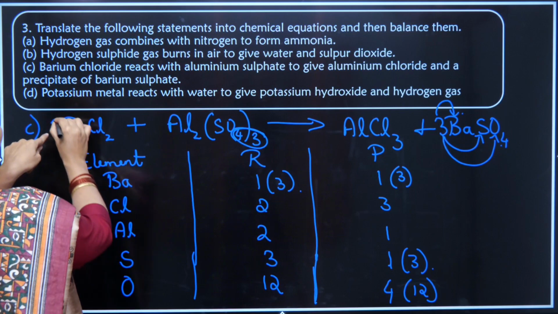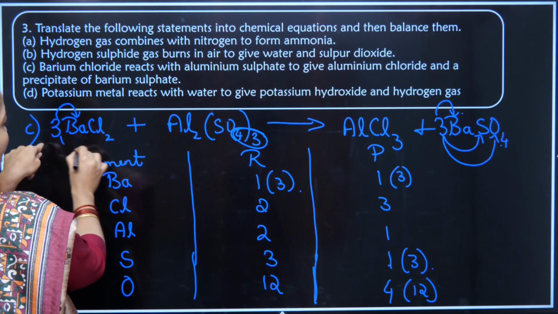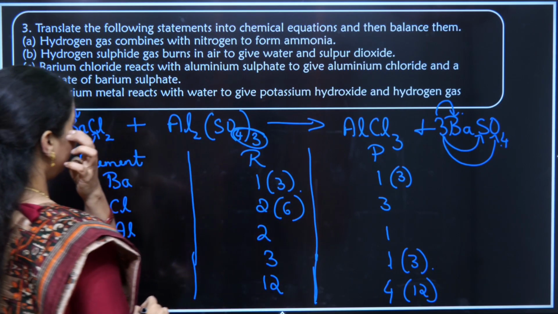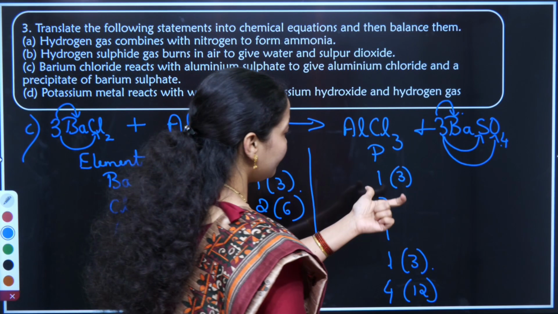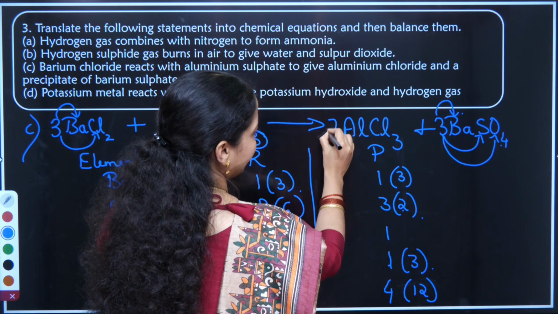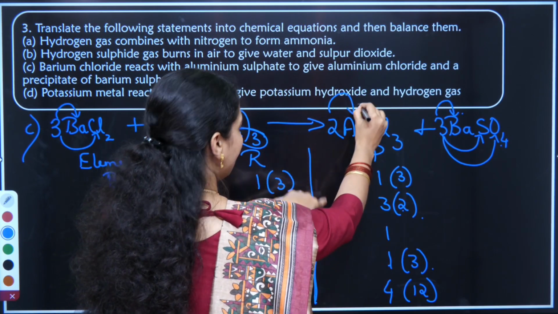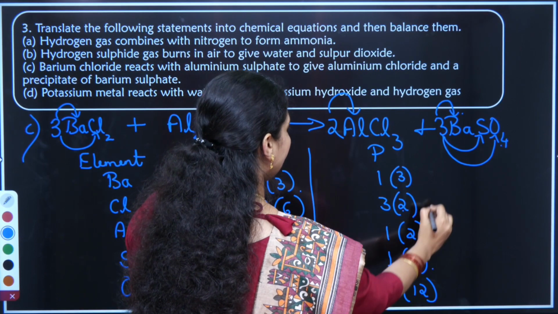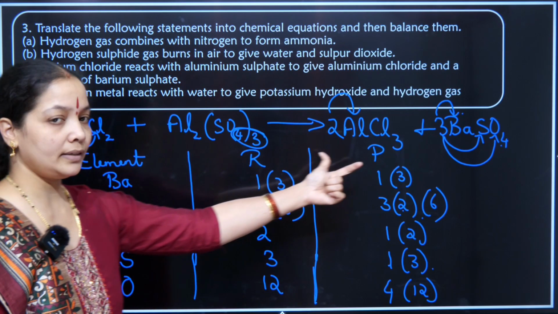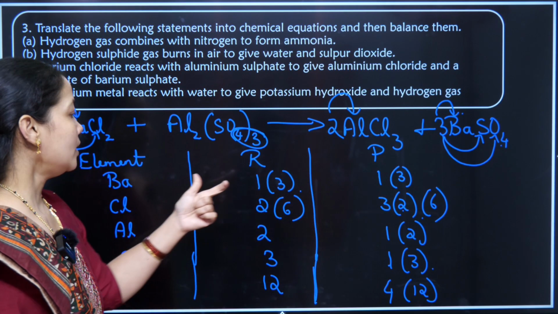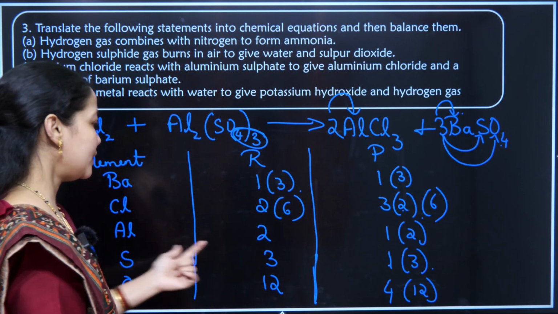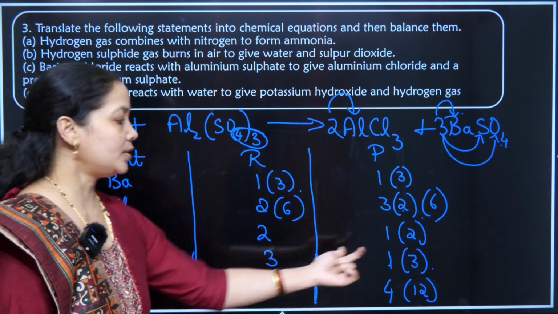Therefore, this barium is turning 3 and chlorine is 3 2s are 6. Chlorine is turning 6. Now I have to balance the chlorine on the product side as well. So 3 2s gives me 6 and this 2 I am placing here. So aluminium is now turning 2 and chlorine is turning 6. Now if I check, barium 3 in the reactant, 3 in the product, chlorine 6 and 6, aluminium 2 and 2, sulfur 3 and 3, oxygen 12 and 12.